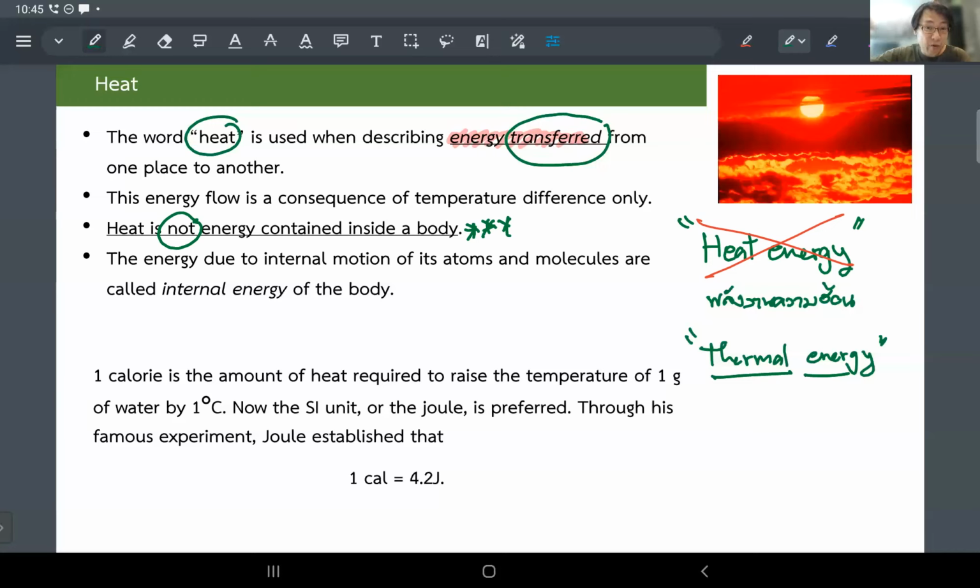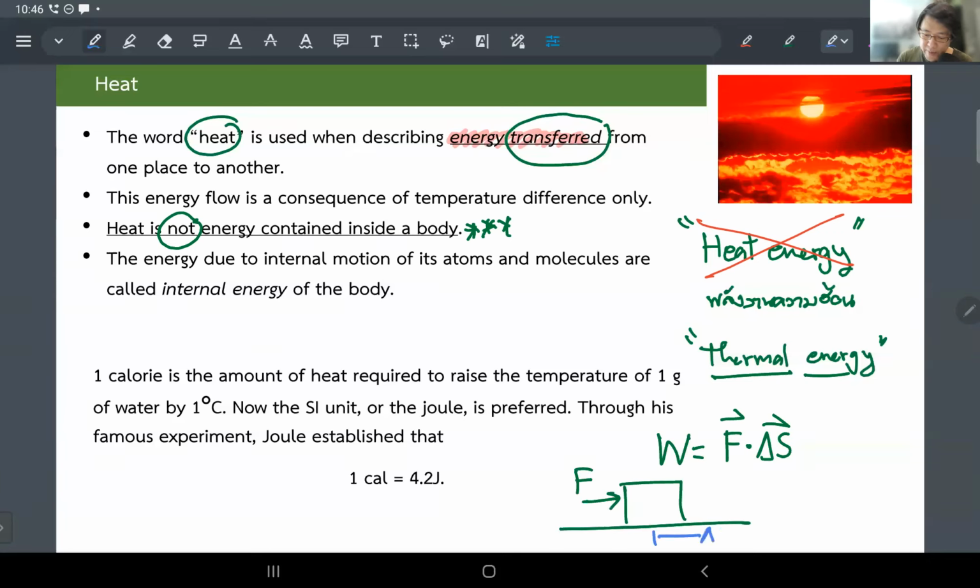You have done this before in 101. Remember W equal to F dot delta S here? Sounds reasonable. Back in the day, when you applied some force to a body, the thing translates by some displacement. What you did was perform work on this body.